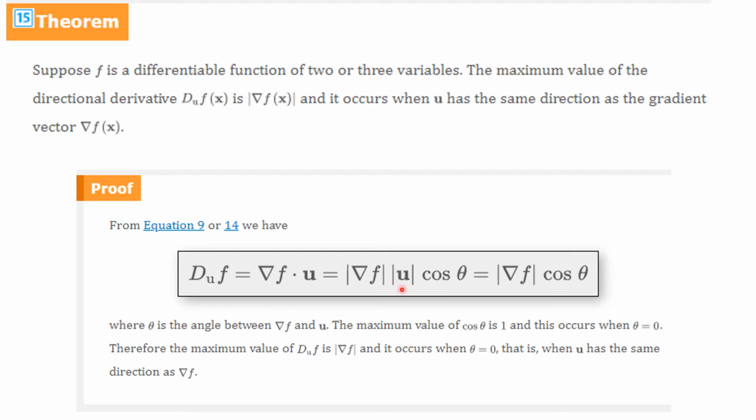Now the magnitude of the unit vector is going to be 1, and so this is the same thing as the magnitude of the gradient of f times cosine of theta. So theta is the angle between the two, and the maximum value that cosine can take on is 1, and that happens when theta is equal to 0. Therefore, the maximum value of this is, in fact, the magnitude of the gradient of f, and it occurs when theta equals 0. That is, when u has the same direction as the gradient of f.